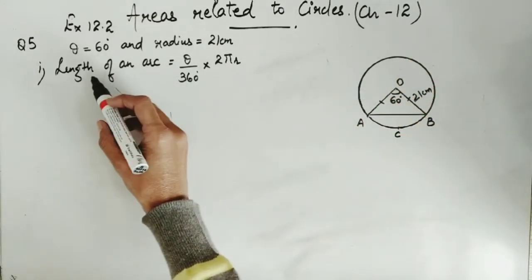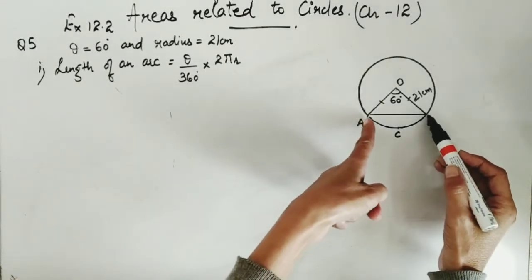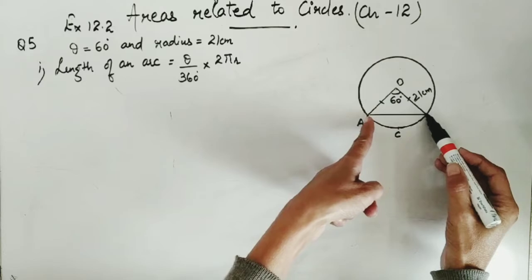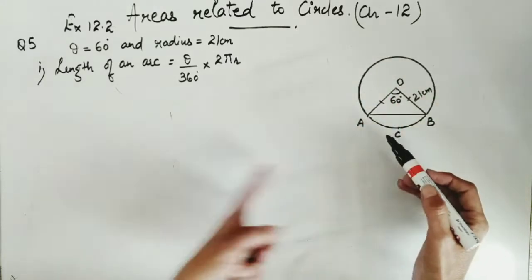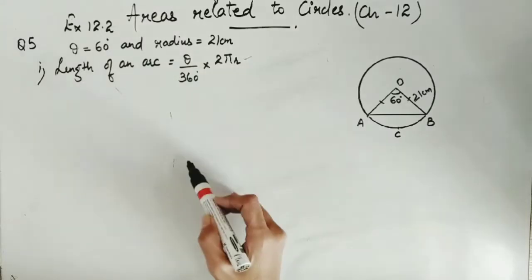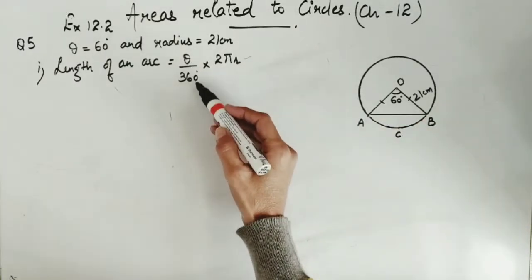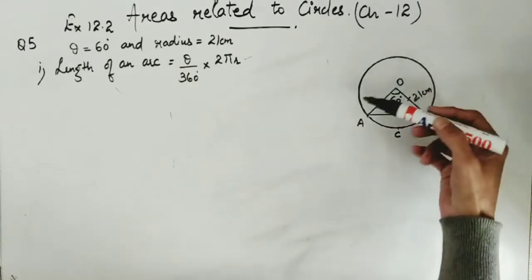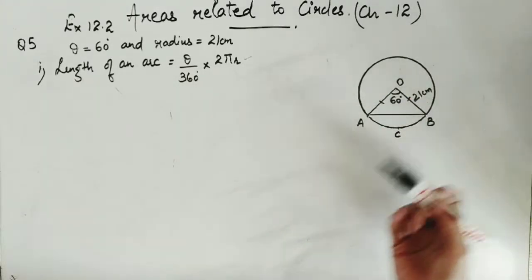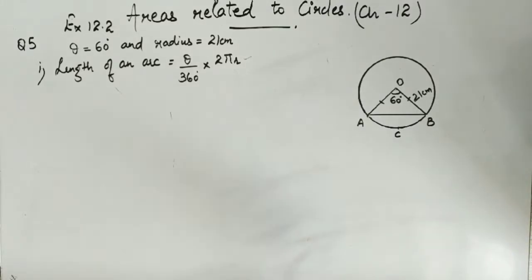Now I hope you can easily relate this. Length of an arc, arc is a part of the circumference of circle. So for length of arc it is theta by 360 into 2 pi r, and when we take area of sector it would be theta by 360 into pi r square, because in that case we talk about the area of the sector which is contained in particular circle.